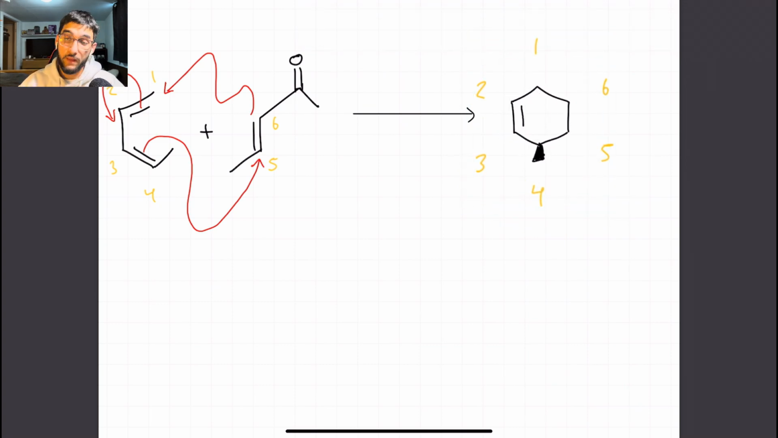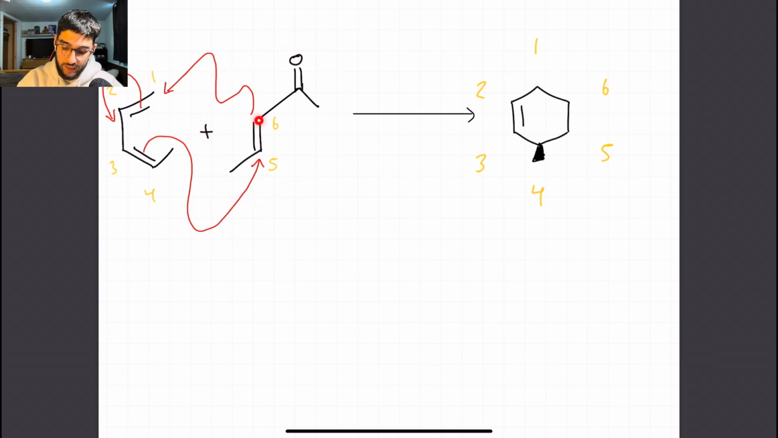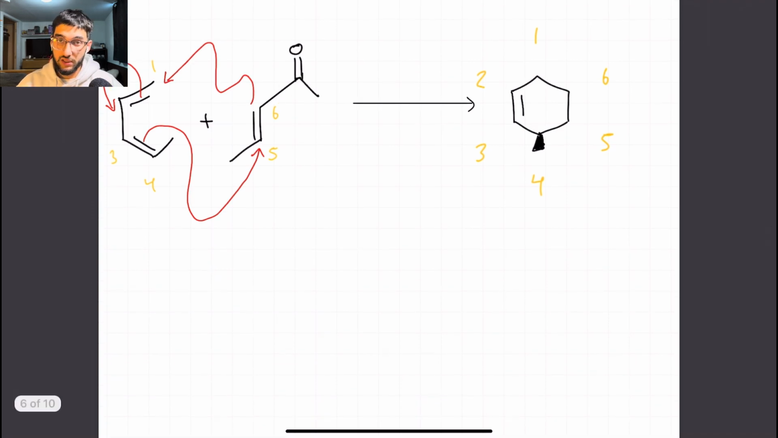Alright, so then from here what we're going to do is look at the next attachment on the dienophile. So here we have two attachments, one on carbon 6 and one on carbon 5. So this is where it gets a little bit tricky, but just bear with me. So this double bond is going to be a trans double bond. And I'm going to explain to you what a cis and trans double bond is and the relevance to Diels-Alder reactions.